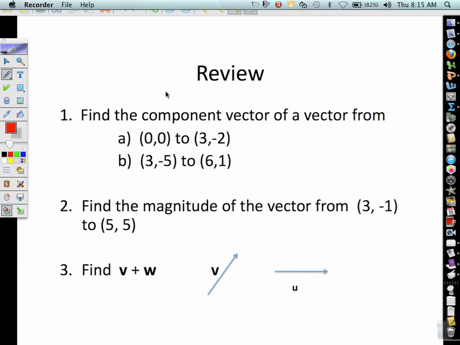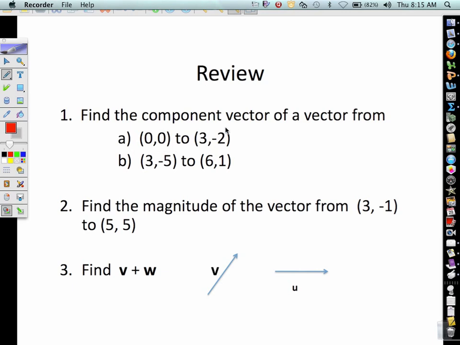Begin here looking at some more information with vectors. Let's go ahead and review what we had done on the previous video, the beginning of section 6.3. Find the component vector of a vector from (0, 0) to (3, -2).